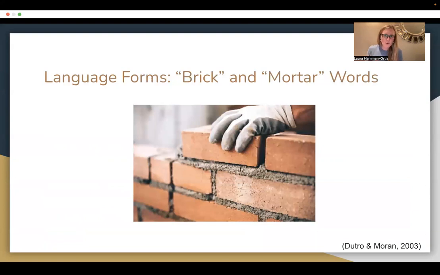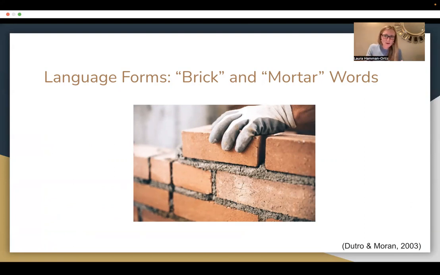And when you're thinking about forms, here's another metaphor. You can tell that I enjoy metaphors. Another metaphor that I find helpful is Dutro and Moran's metaphor of brick and mortar words. They talk about brick words as kind of like the vocabulary words, like the big words that students will need to learn so that they can engage with the content. And then mortar is all of those other words that help put those brick words together that students also need to know, but we might not pay as much attention to.